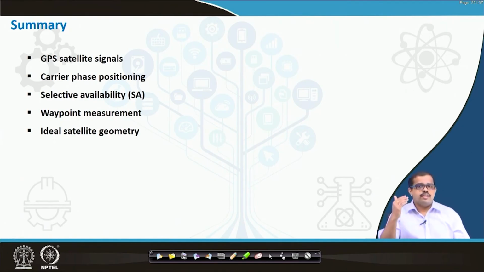And the next point that we looked at is selective availability. I did say that selective availability gives you a huge error, up to 100 meters. If selective availability is not there, the error can go up to 15 meters, and if you have a WAAS system, then it is 3 meters. This selective availability is given to only certain countries which are not on good terms with the United States of America or the Department of Defense, and the selective availability is actually degrading the entire system of how the measurement is done.